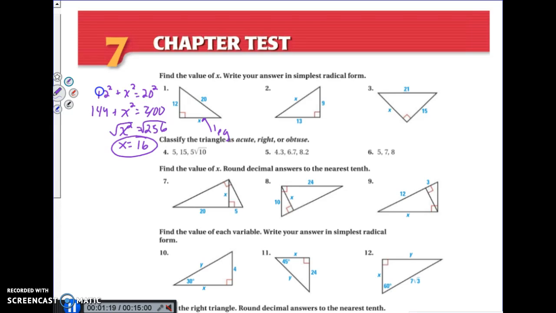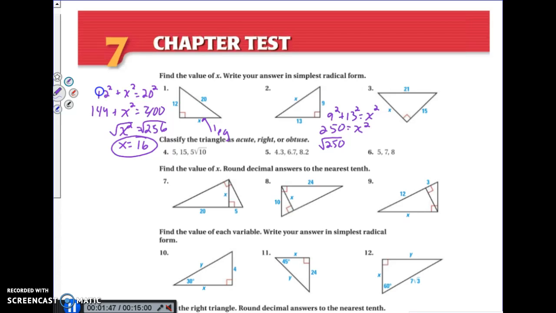Next one, you're going to set up x in the hypotenuse location. So it's going to be 9 squared plus 13 squared equals x squared. And your answer is 250 equals x squared. When I take the square root of 250, I notice it's not a whole number, and they want our answers to be in simplest radical form.